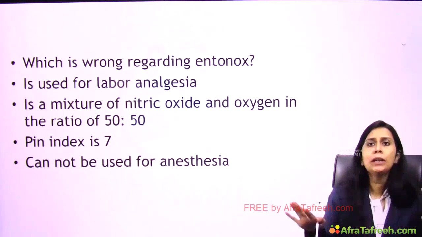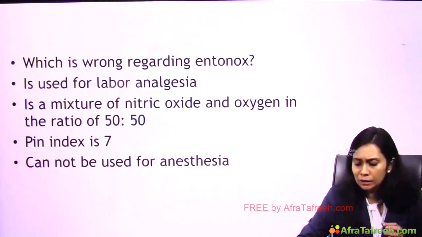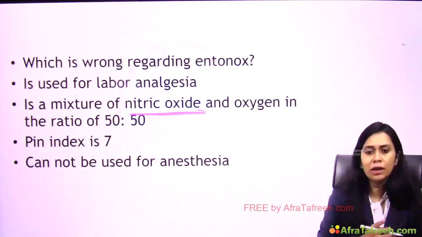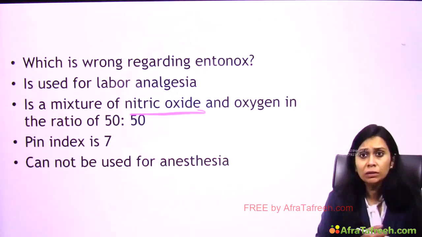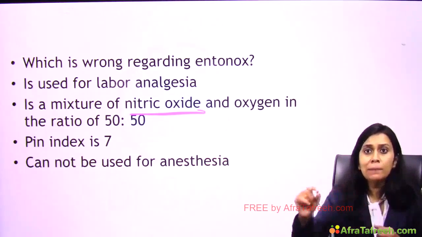Even if you don't know anything about Entonox, you only know it's 50% nitrous oxide and 50% oxygen, you can solve this question. Because here nitric oxide is mentioned, not nitrous oxide. This is an AIIMS question, a typical way of asking an AIIMS question. They manipulate the fact which you have to know about that question. You have to know about nitrous oxide, Entonox, that it is nitrous oxide plus oxygen. And they have just manipulated that fact. Even if you don't know any other point, you can solve this question.